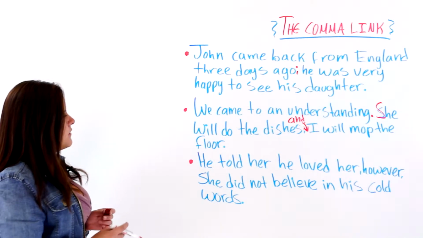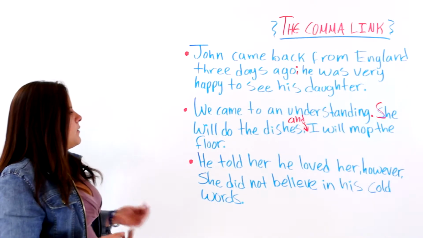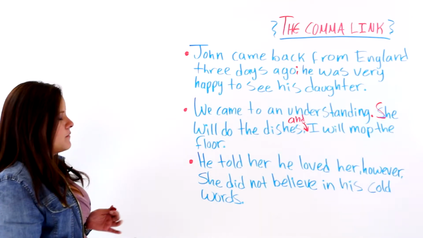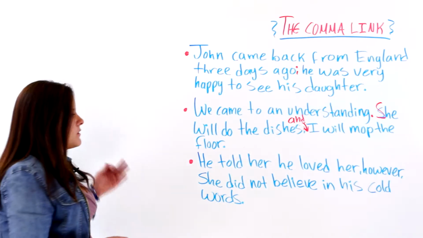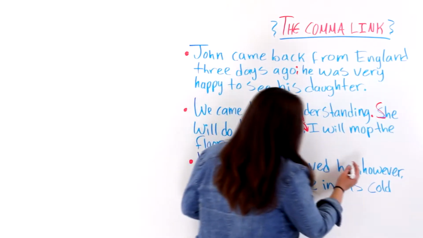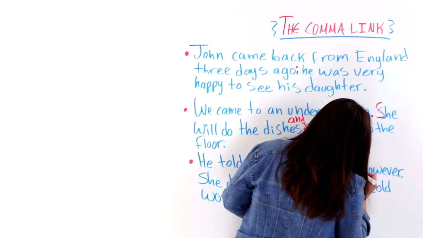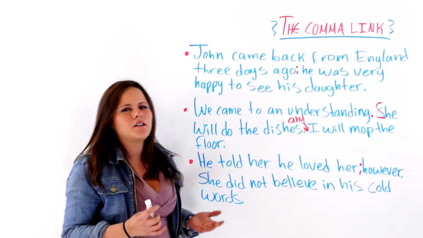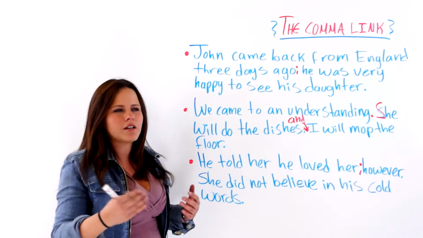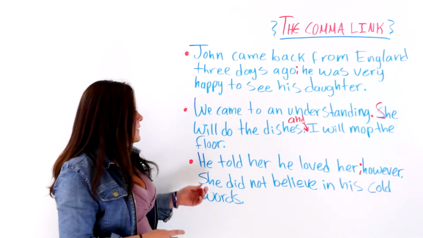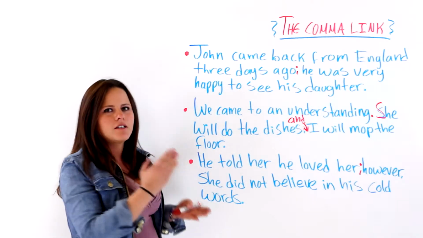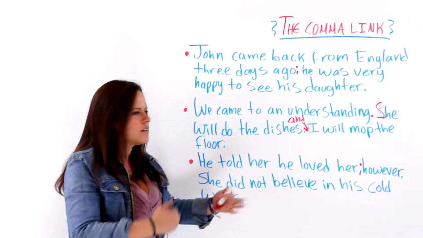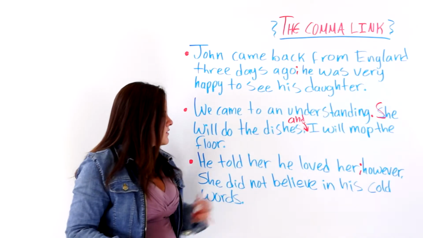He told her he loved her, comma, however, she did not believe in his cold words. A very, very long sentence. So we are going to divide it up with a semicolon. A semicolon tells you, wait, keep reading, there's more. And a period is to end the thought. He told her he loved her; keep reading. However, she did not believe in his cold words.